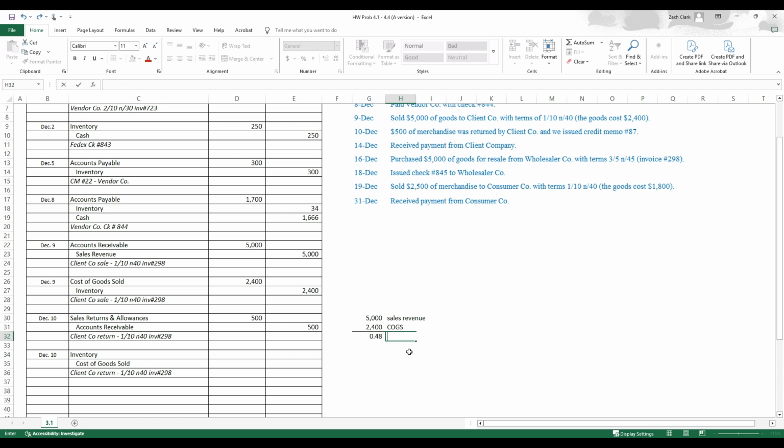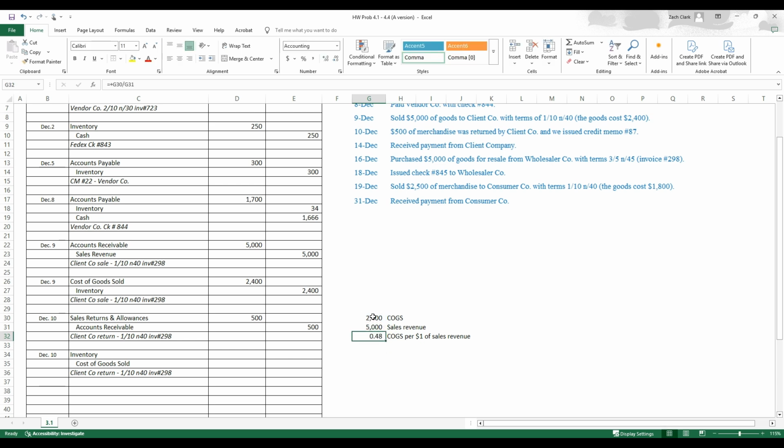I'm sorry. Let me put it like this. 2,400. Yeah, this looks funny to me. I'm doing a division, but the denominator was on top. Okay, so now we can say cost of goods sold per dollar of sales revenue.